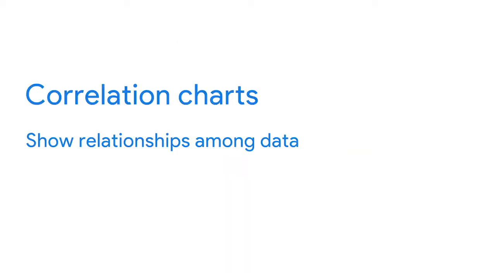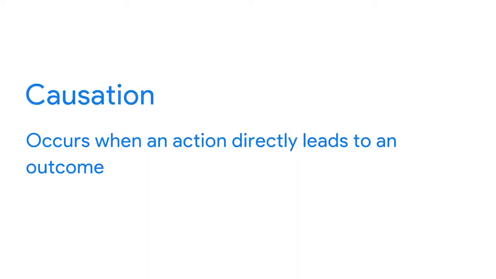Correlation charts can show relationships among data, but they should be used with caution because they might lead viewers to think that the data shows causation. Causation, or a cause-effect relationship, occurs when an action directly leads to an outcome. Correlation and causation are often mixed up because humans like to find patterns even when they don't exist.